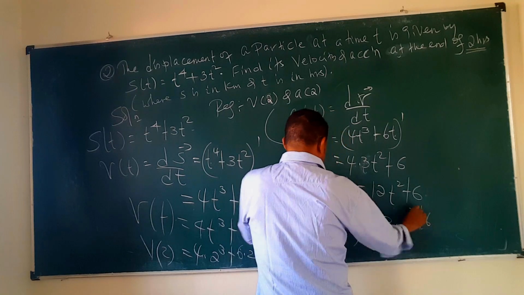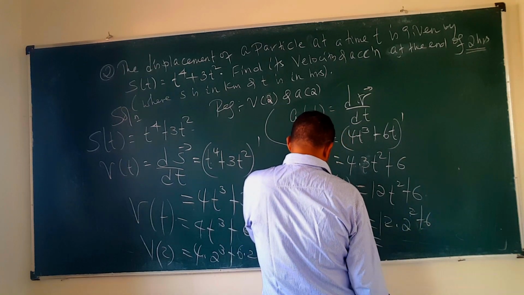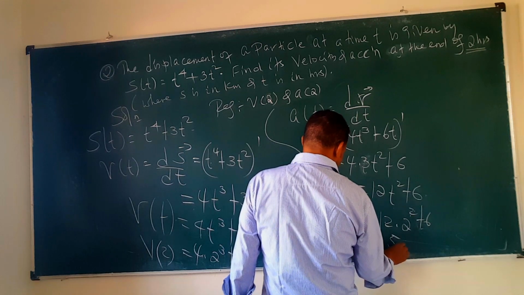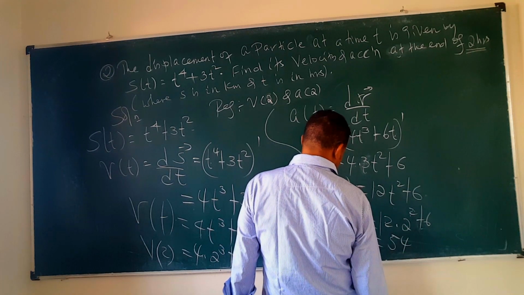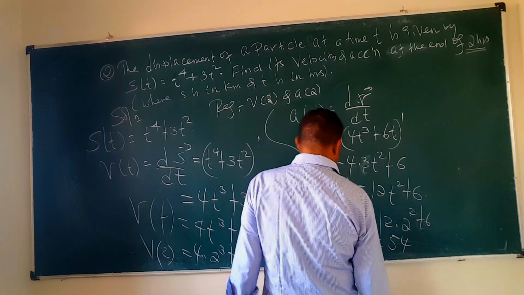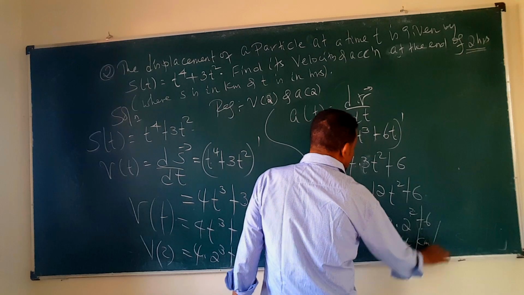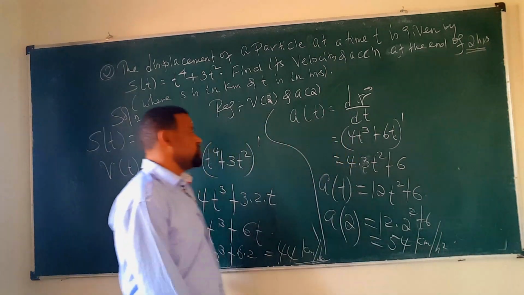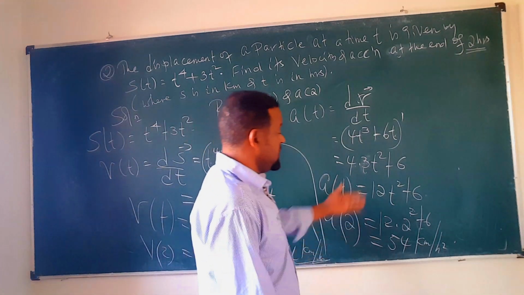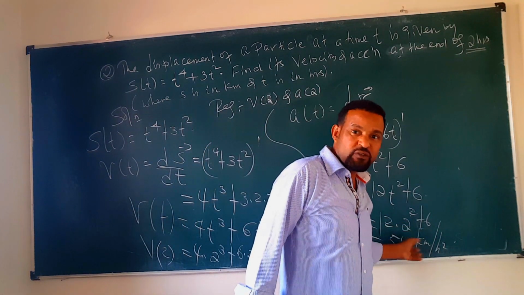So 4 times 12 is 48. 48 plus 6 is 54, which is in kilometer per hour squared, of course. So the acceleration after 2 hours is given by 54. Check that the calculation and arithmetic part check out.